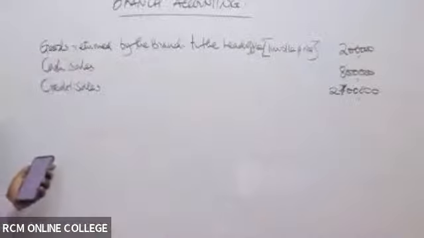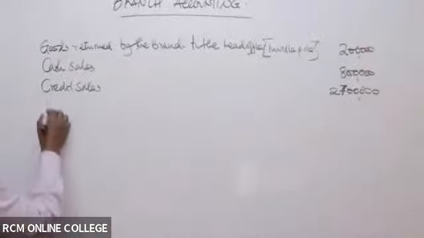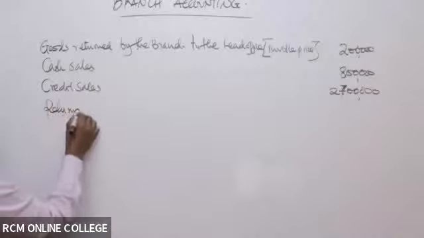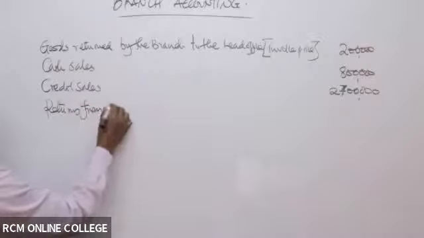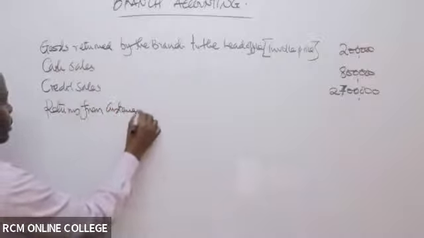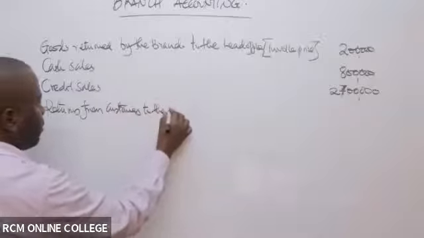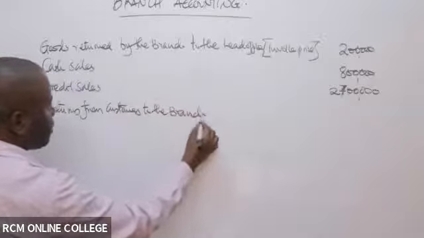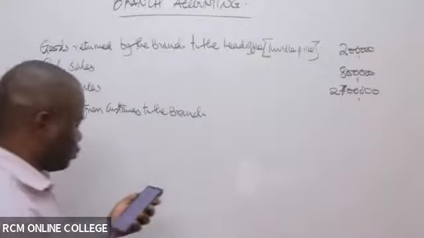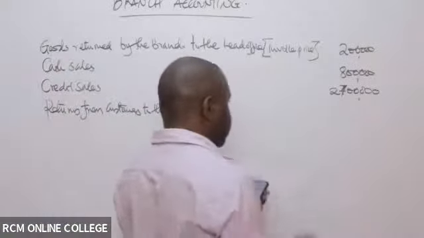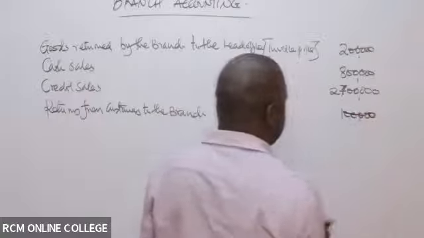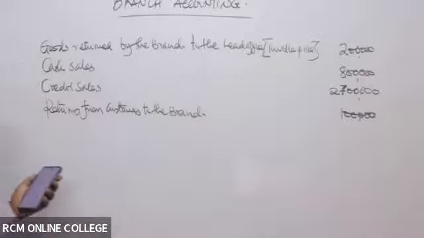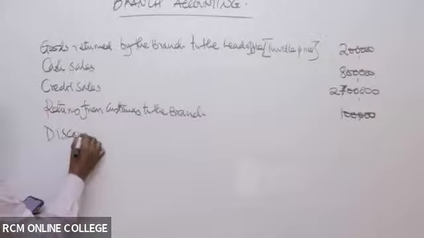So there were returns from customers to the branch. Our branch in Nakuru sold to customers, but these customers ended up returning some goods to them. So the returns from customers to the branch were actually 100,000.